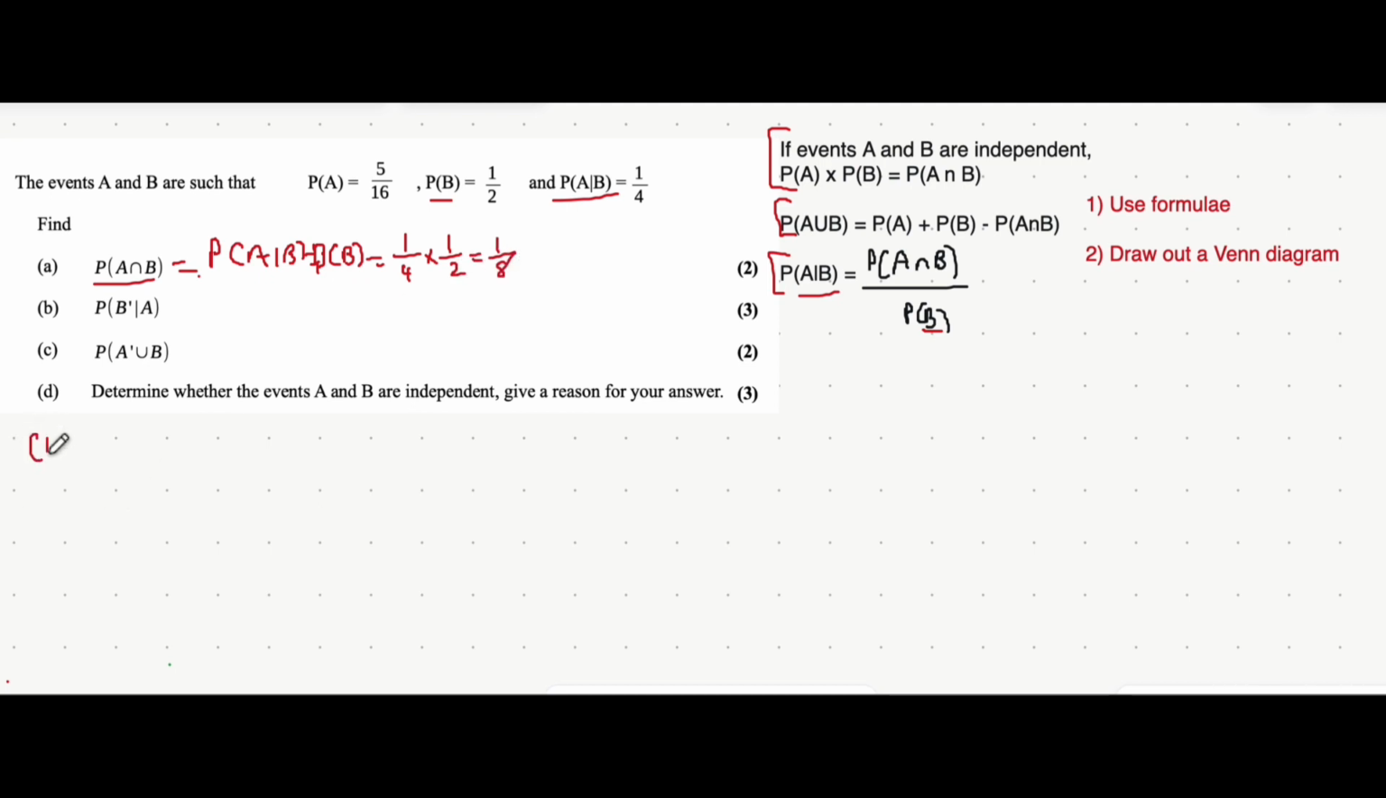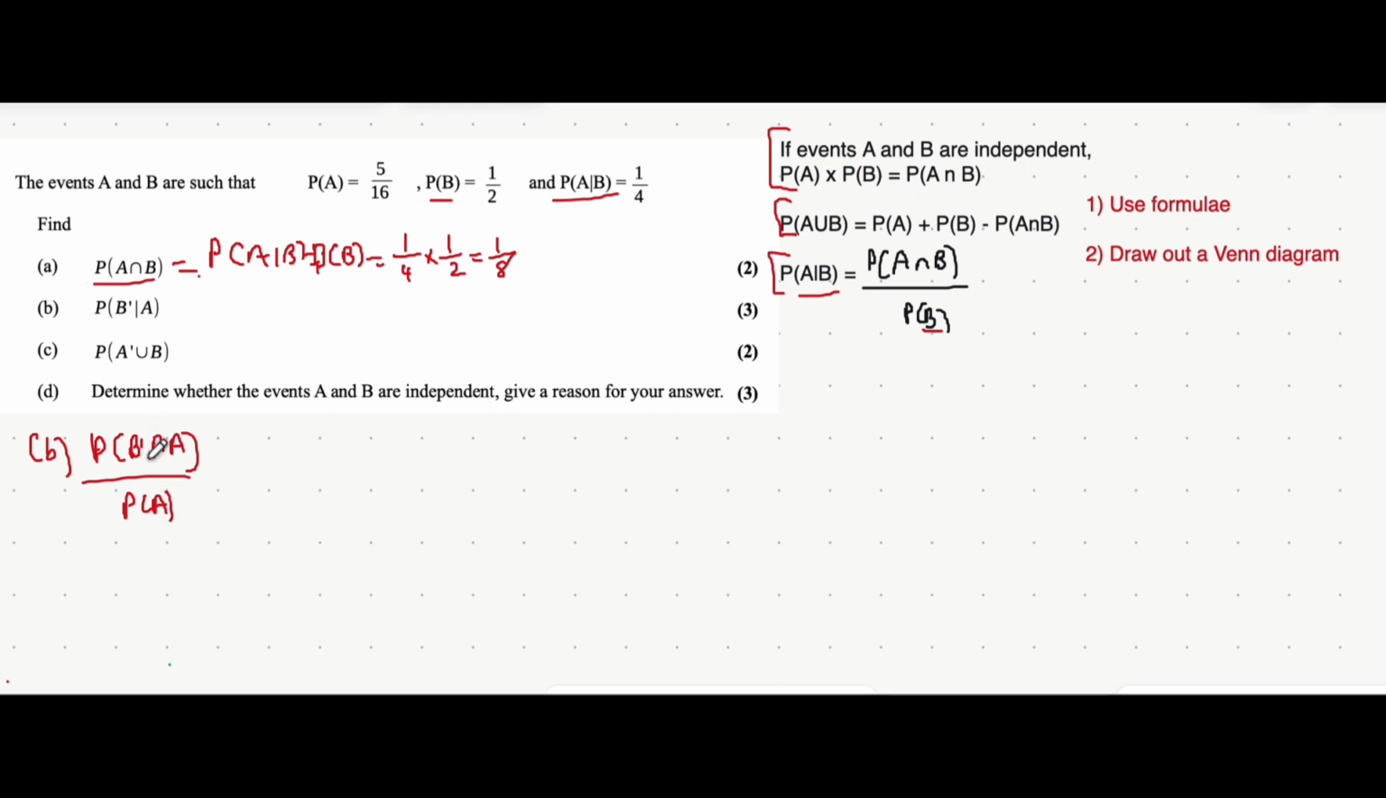Moving on to part B of the question. With given that questions, I'd always recommend you break it down using the equation to start with. So not B given A. In this case, we replace everywhere where there's A with not B, and everywhere where there's B in this expression with A. So it will be the probability of not B intersect A, all divided by the probability of A.